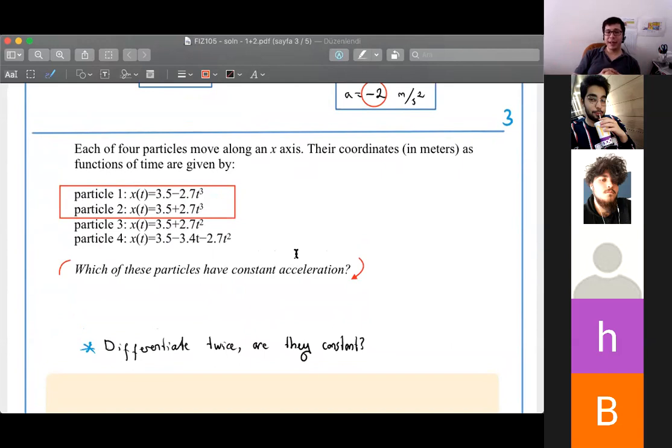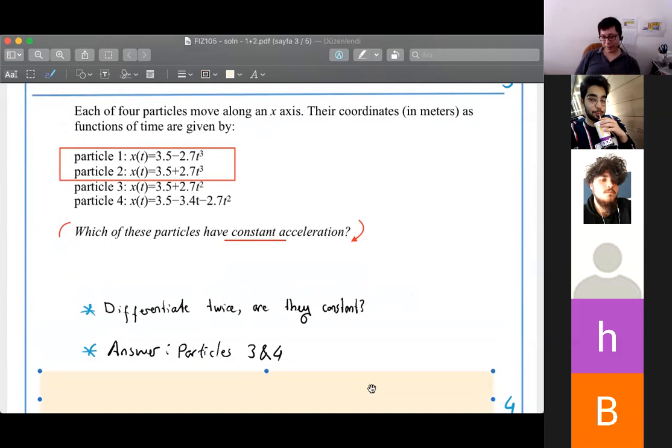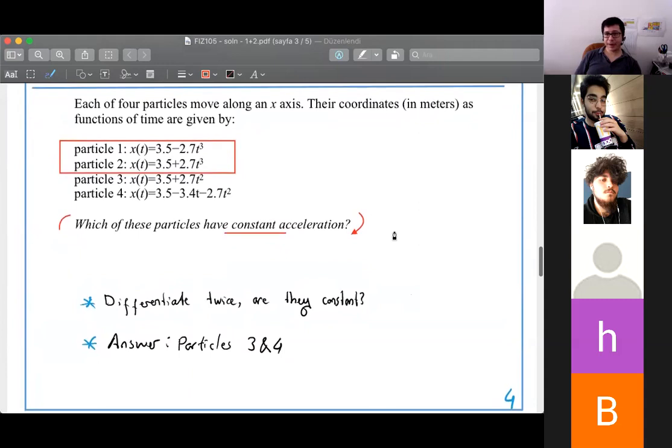Which means that you get something, you get your acceleration, okay? But it has a t term. Your acceleration depends on time. It changes with time. Which means that it is not constant. Okay? So, you differentiate them twice and check if they are constants. 0 is also acceptable. It's also constant, okay? The answer is particles 3 and 4 have constant acceleration. Any questions?